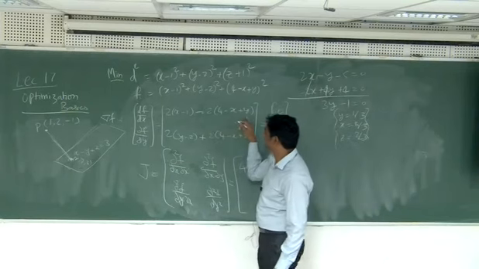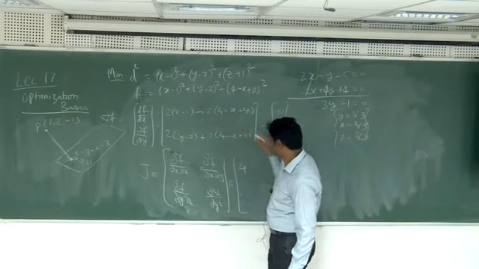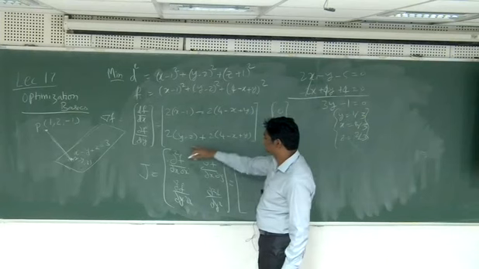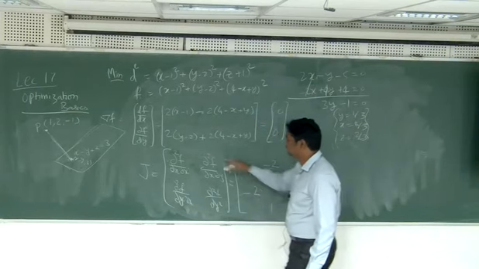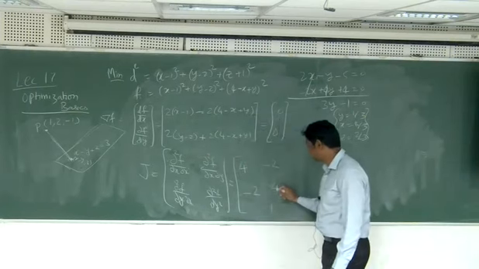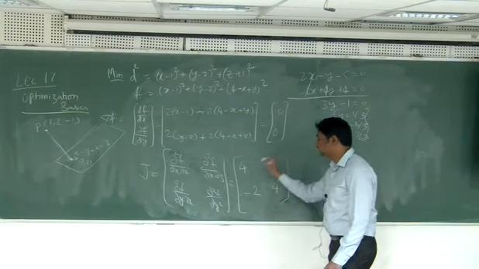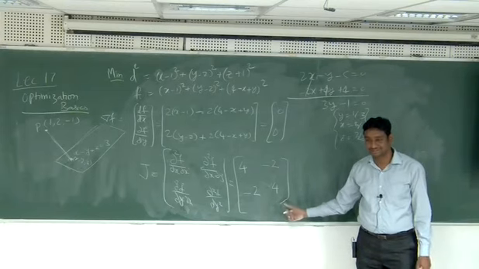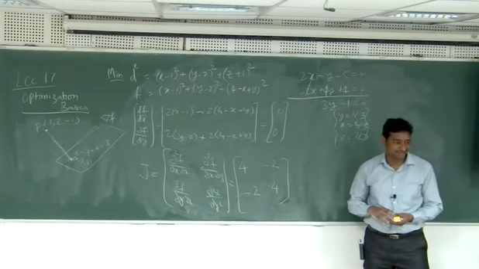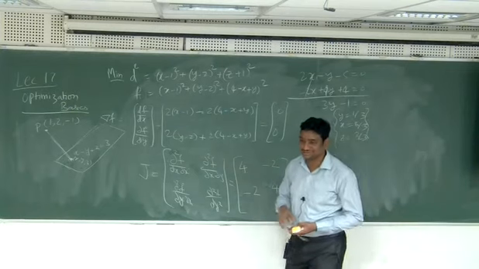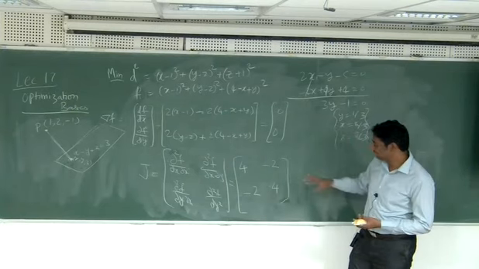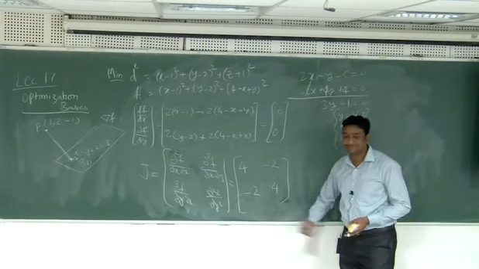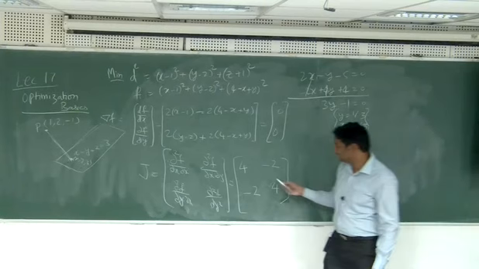This one differentiate with y, minus 2. This one differentiate with x, minus 2. And this one differentiate with y, 4. Okay. So this is your matrix of second derivatives. But then how will you tell whether it is a maximum or minimum point? Is it the shortest distance or longest distance? You have to find out whether this matrix is positive definite or not.